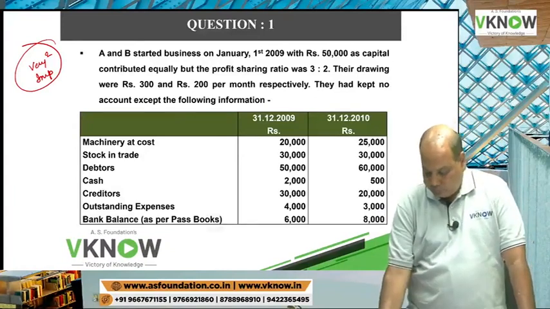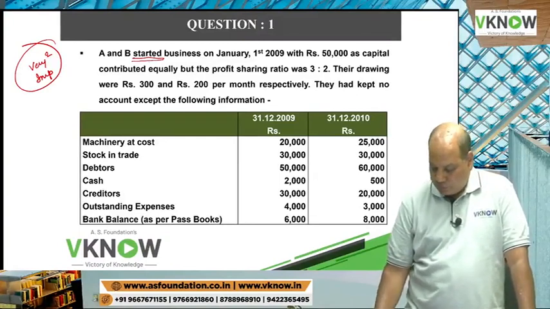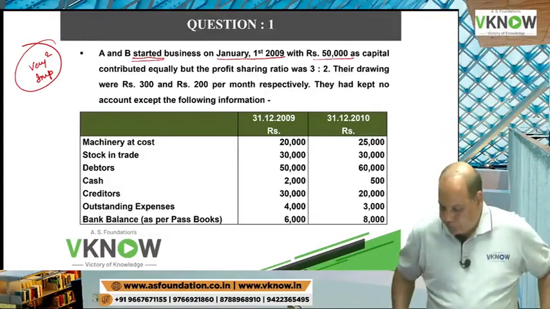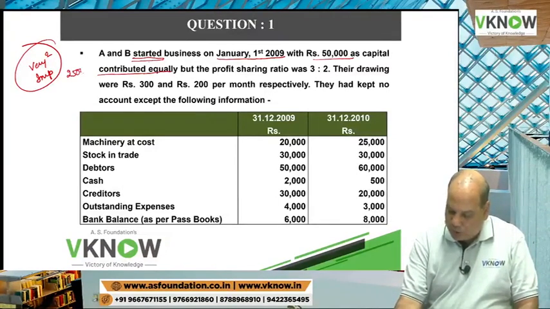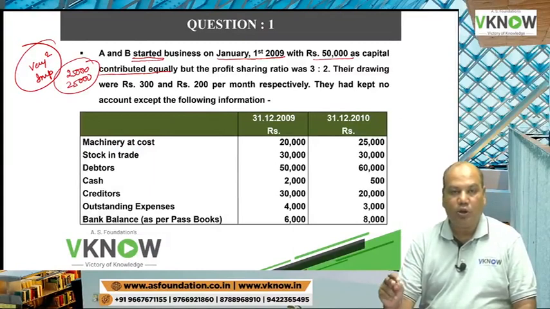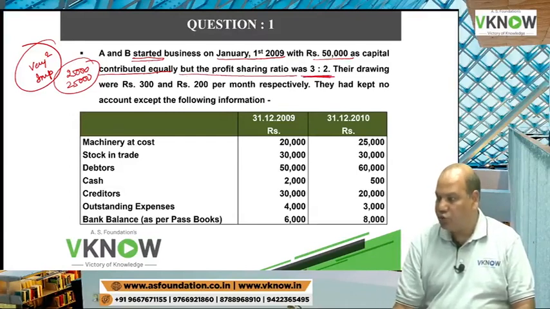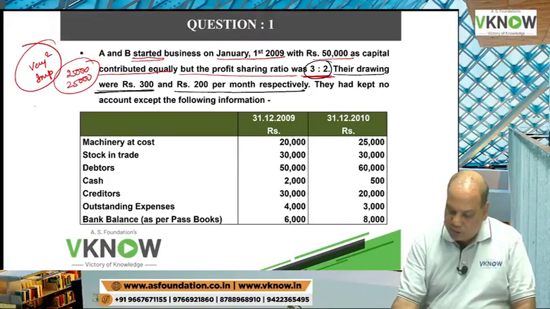A and B started a business. What do you mean by started? No opening balance. On 1st January 2009 with rupees 50,000 as capital, contributed equally. Contributed equally means both parties will pay 25,000. Capital contributed was 25,000 and 25,000, but the profit sharing ratio was 3 is to 2. Their drawings were rupees 300 and 200 per month respectively.